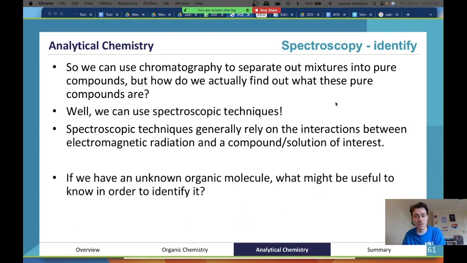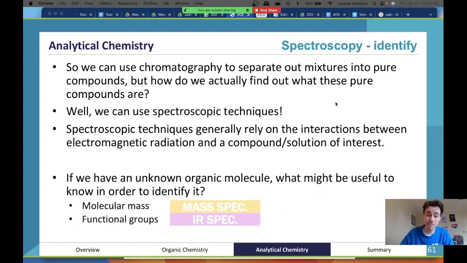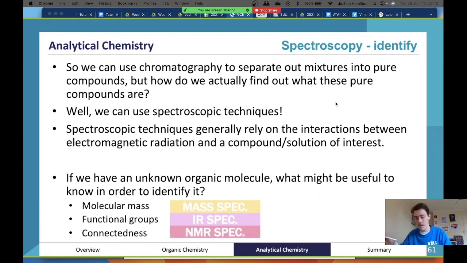So if we have an unknown organic molecule, what might be useful to identify it? Well, we want to identify the molar mass, we use mass spec. We want to identify the functional group, we use IR spec. And we want to identify how it all connects together. Where is the functional group in it? Where are the carbons? How many carbons? Are there other things? That is all the connectiveness, and that is NMR.